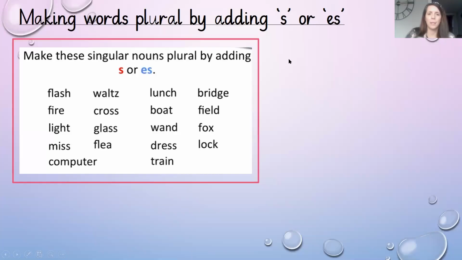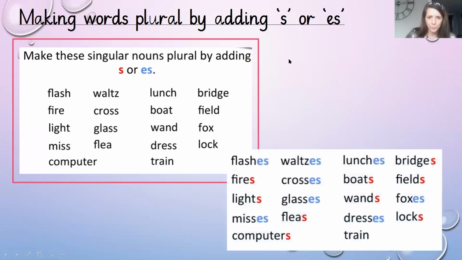Okay, how did you get on? Let's have a look. So flash ends in sh, so we add ES. Fire, we just put S. Light, we put S. Miss, we put ES because it ends in double S. Computer, we just add S. Waltz ends in a Z, so we add ES. And you can have a look at the other ones to see if you got those right.